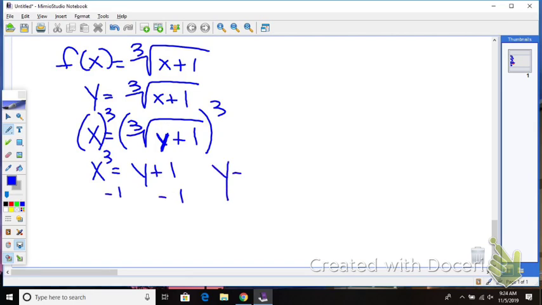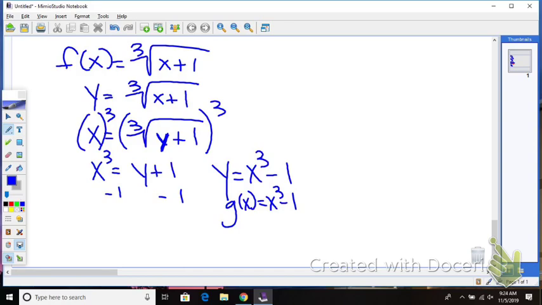So I've got y is equal to x cubed minus 1. This is my inverse, which I'm going to call g of x. So I can do the f of g of x and the g of f of x. I'm just going to call it g of x just so I can keep it uniform with the rest of our notes.